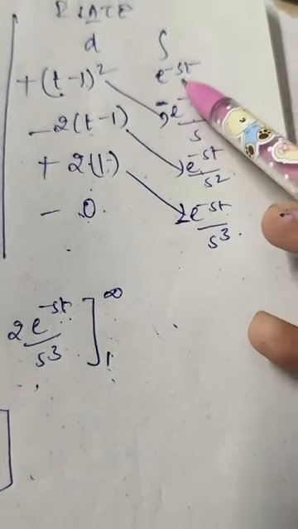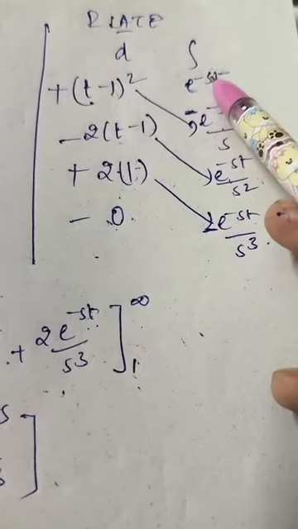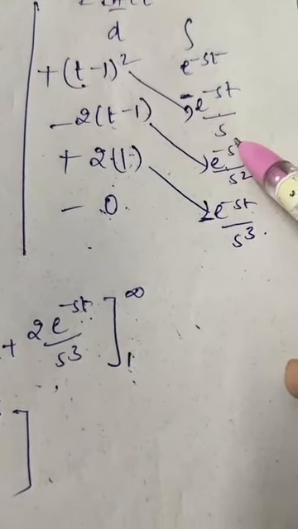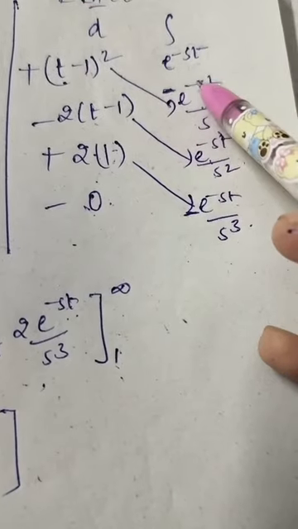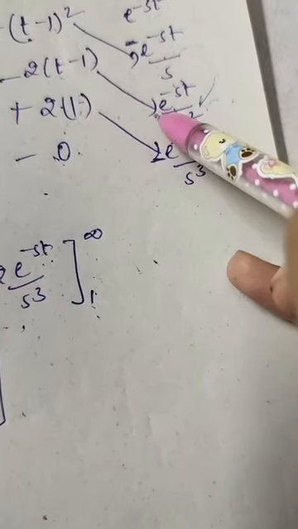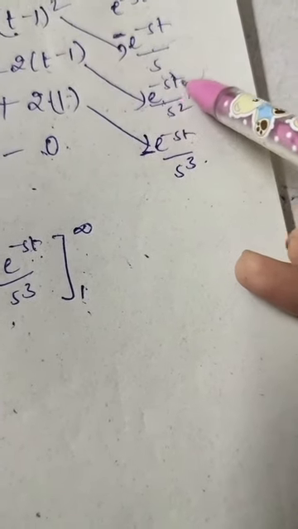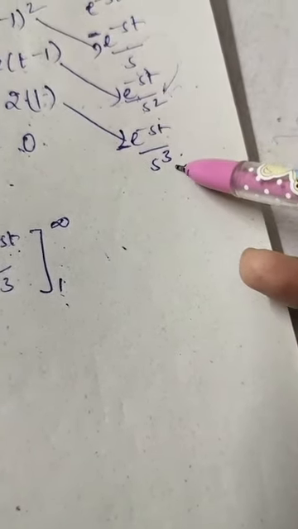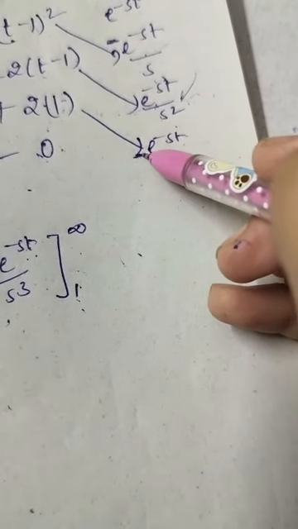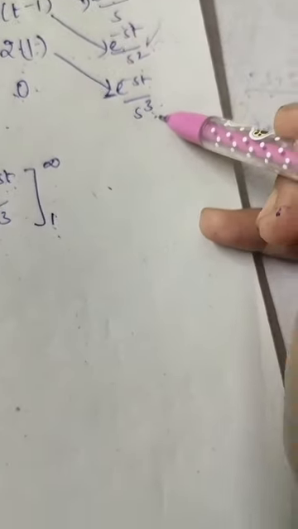Now doing the integration part. The integral of e power ax is e power ax by a, so it is minus e power minus st by s. Again if we do the integration, we get minus into minus, that is a plus, so e power minus st by s square. Here again if we do the integration, what happens? We will get negative and s cube here, so minus e power minus st by s cube.